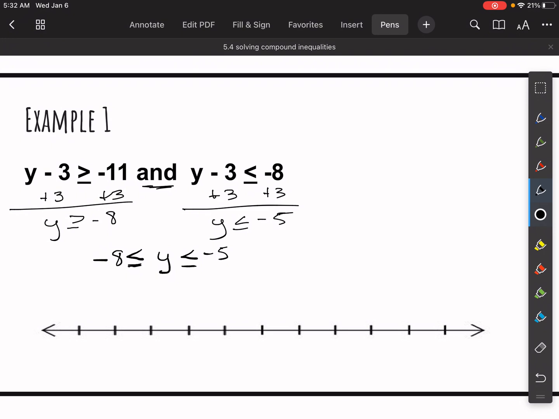All right, so if I go to graph this, let's just go like this. Negative 8 is here, negative 7, negative 6, negative 5, negative 4, negative 3. That should be enough. Okay, so if the y values are between and inclusive of these things, I need to draw a circle at negative 8, filled in, circle at negative 5, filled in, okay, and it's saying y is between them. Okay, so any solution in there works. All right, that's what this is saying.